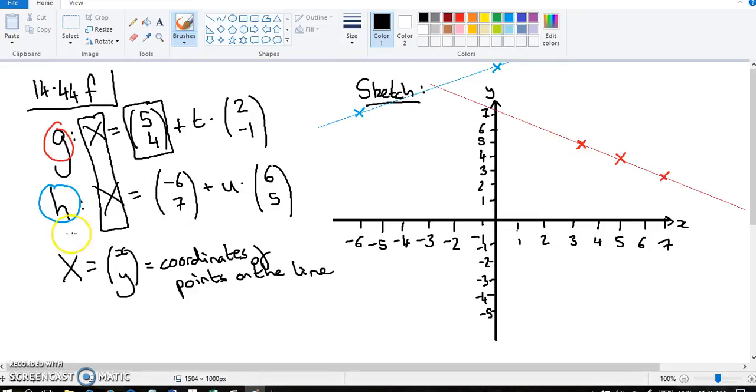Then I did exactly the same for H, although H was trickier because the numbers were so big, so I got -6, 7, my first point was there, and then I went along 6 in the positive x direction because of the direction vector, and up 5 in the y direction to get a second point here, and I join those two together. And from my sketch, it's obvious that our 2 lines cross at one point.